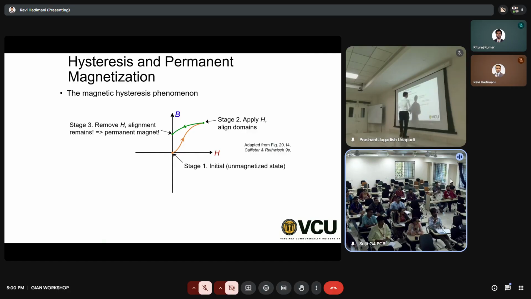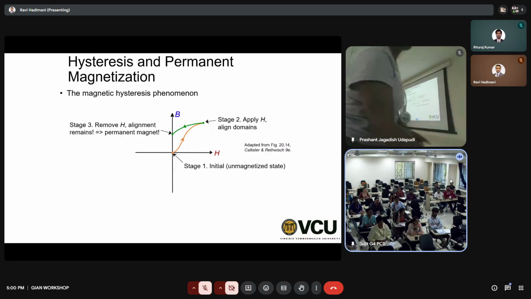Now, if you increase the magnetic field, the magnetization increases that way. Now you remove the magnetic field, the magnetization doesn't come back to zero. It comes back to a certain value. This is called the remanence. Not all the materials will have remanence. Only some materials will have remanence. It is useful. We'll talk about that later.